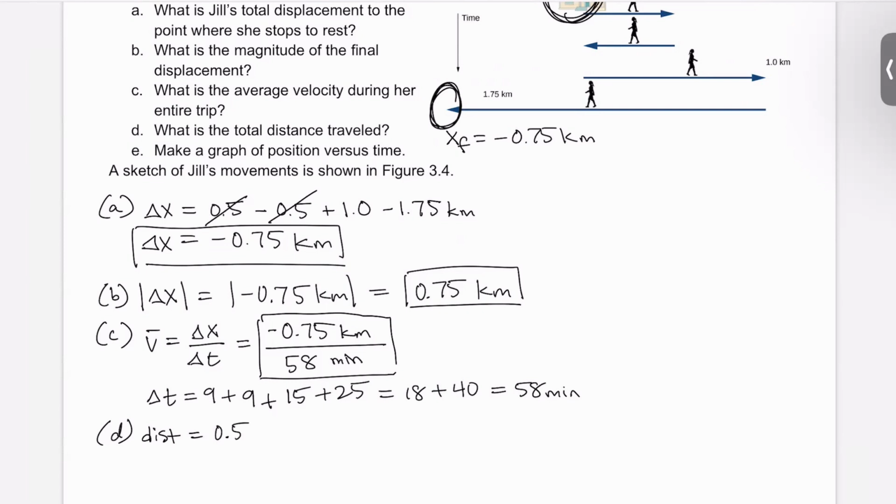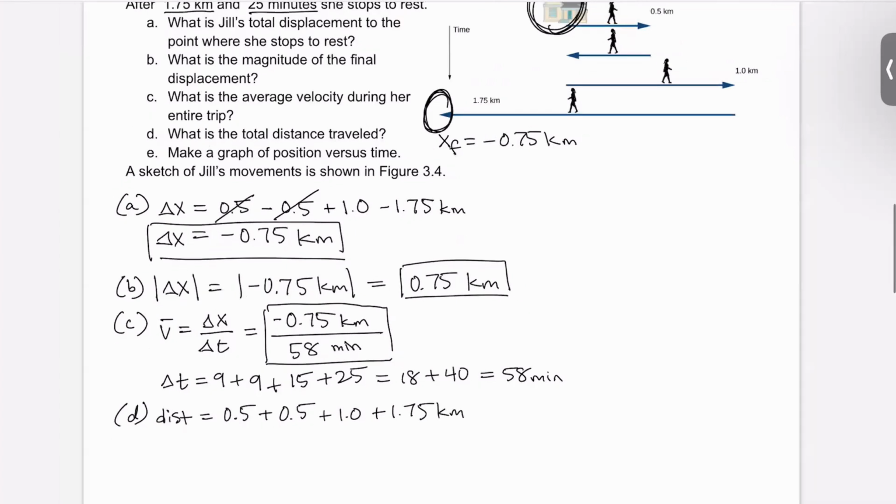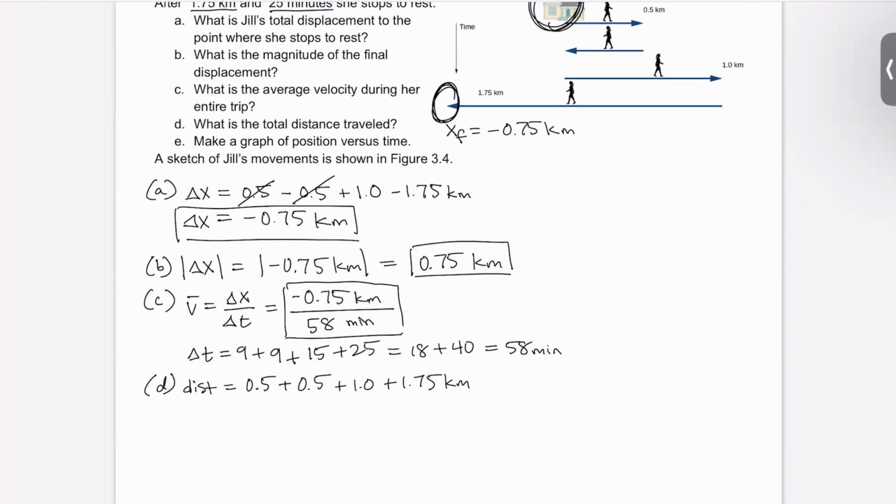So we would get 0.5 plus 0.5, not negative this time. We're adding it because we're including it in the total distance traveled, plus 1 kilometer plus 1.75 kilometers. If it helps, you can think of it as taking the absolute values of each distance and not really caring about which direction it is. All that matters is there was some travel. And this is going to be 3.75 kilometers traveled in total.